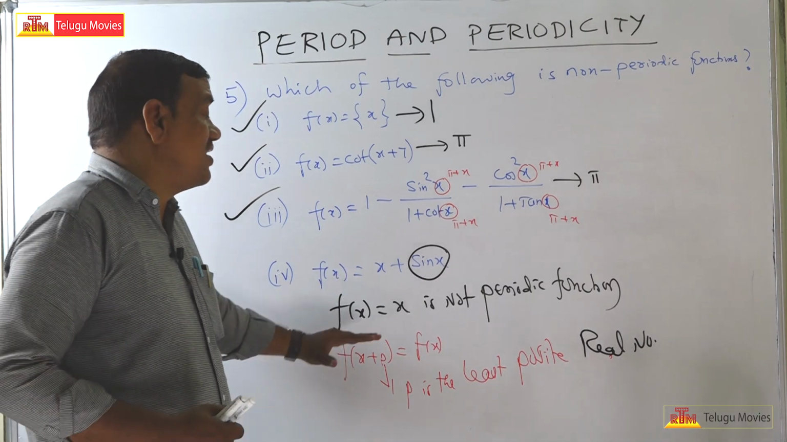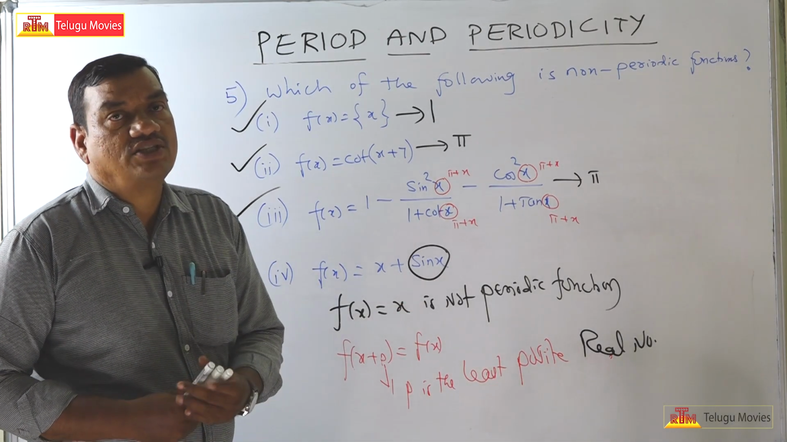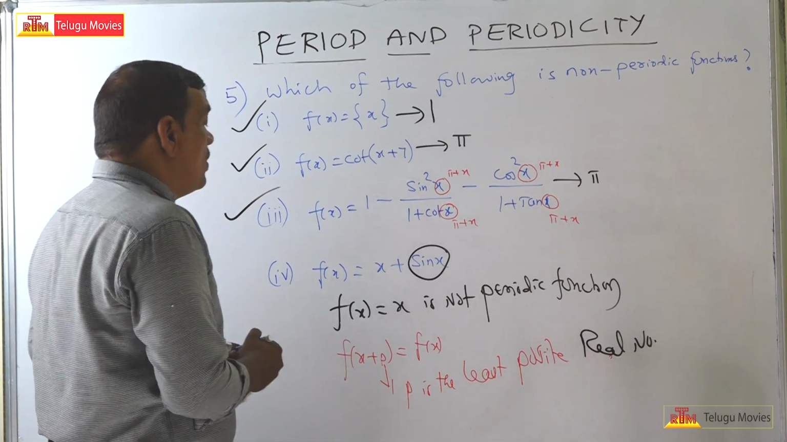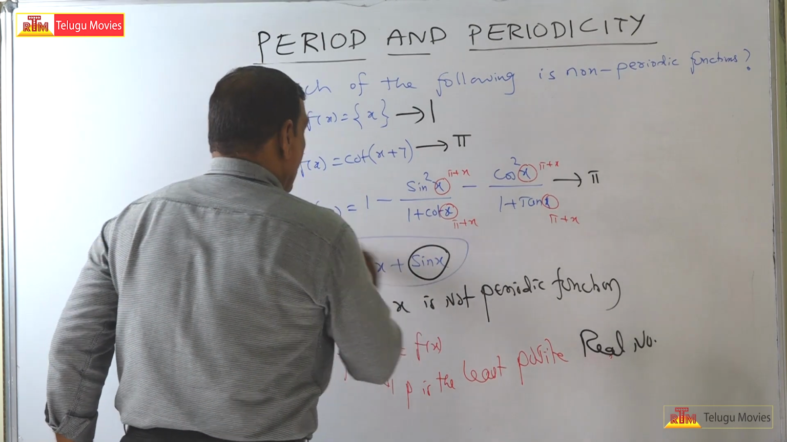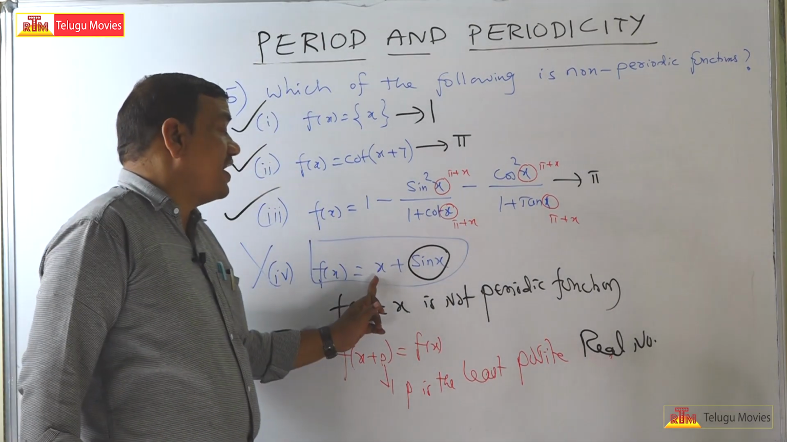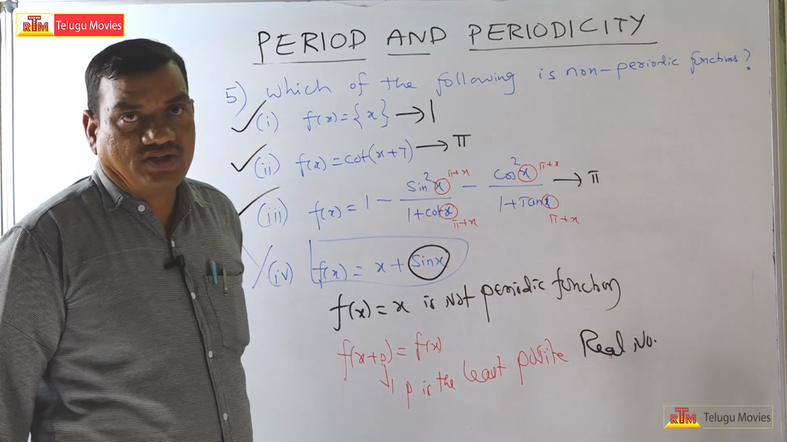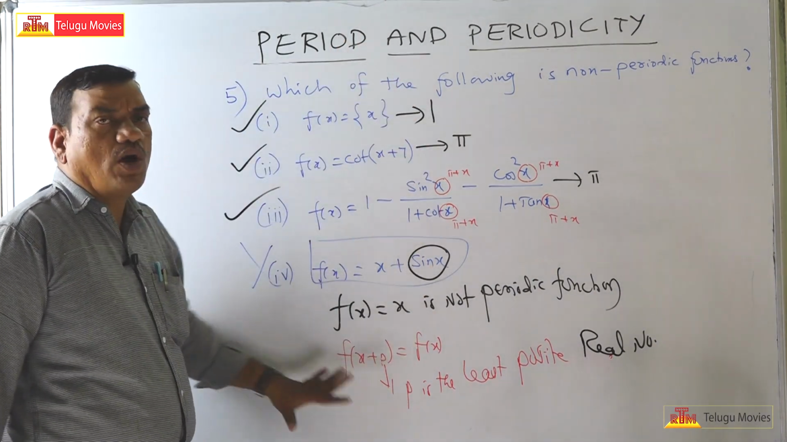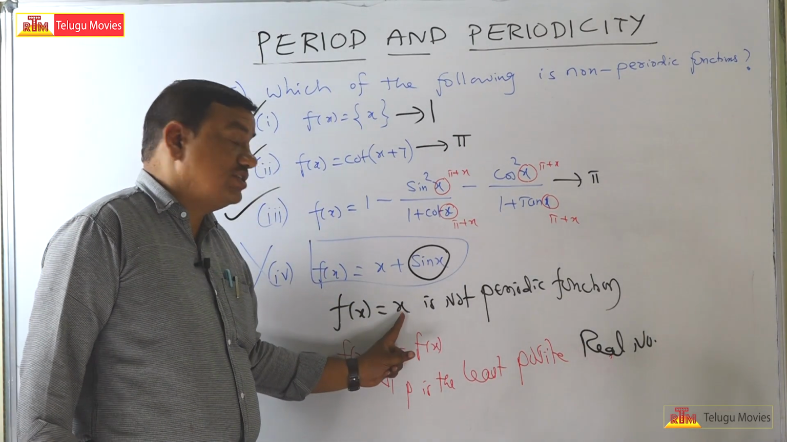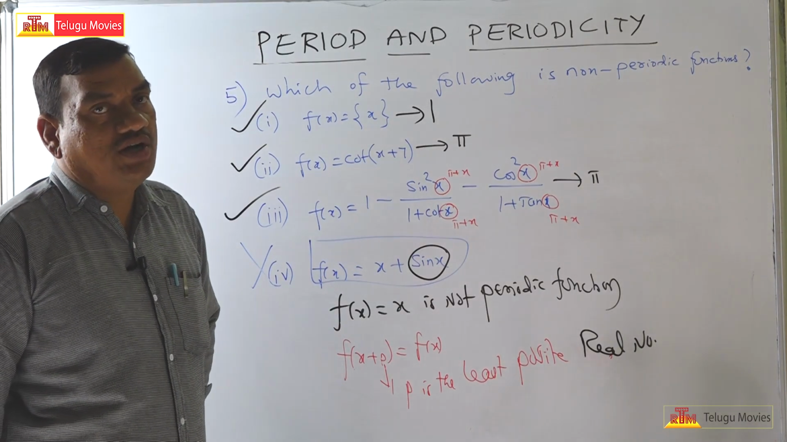Its period is not defined. So on the whole, this is a non-periodic plus periodic, so it is a non-periodic function. From this problem, what you have to catch is that f of x is equal to x is not a periodic function.